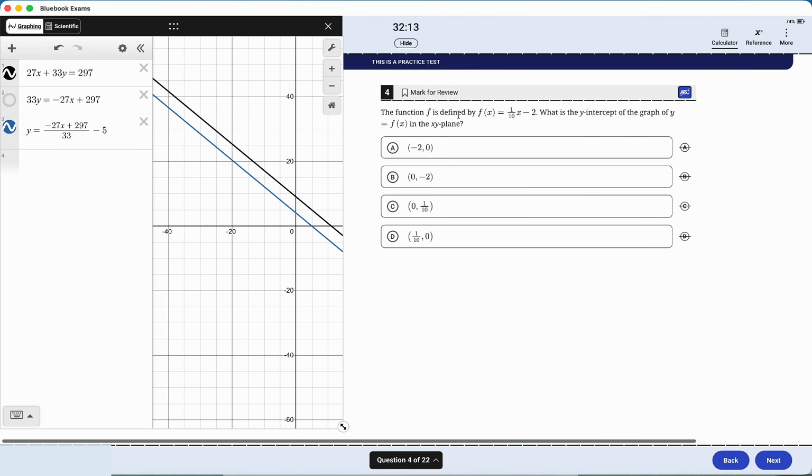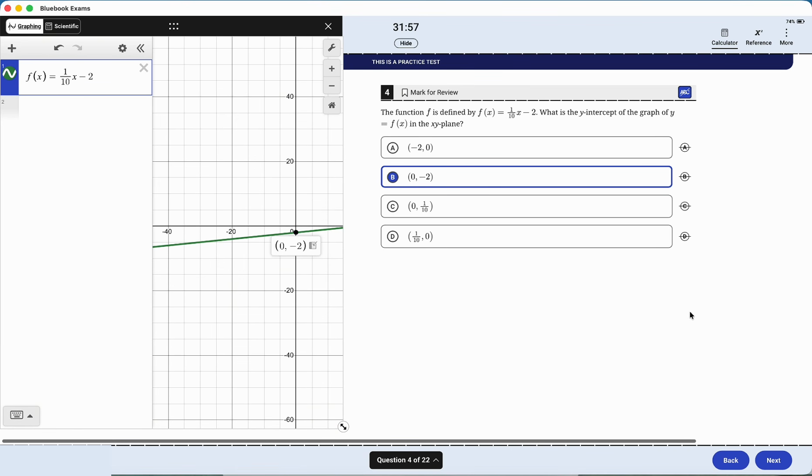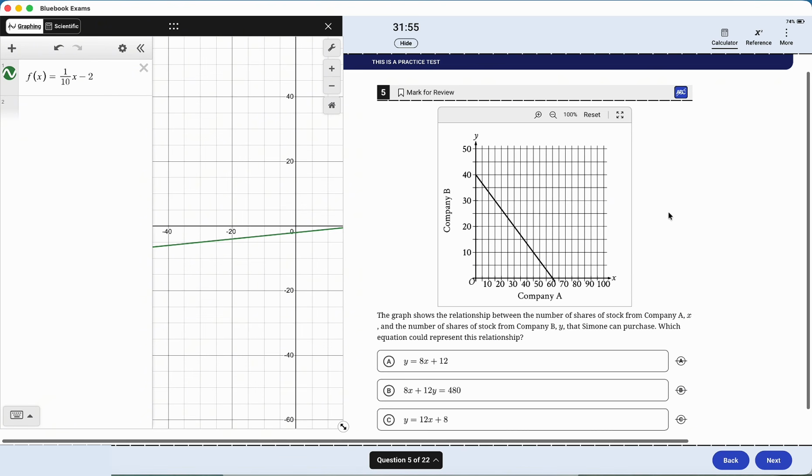Next one, they give us a linear function, right? Like I said, you want to be able to recognize some of these equations. This is a line. They want to know what's the y-intercept. That's the -2 there, right? But again, even if you don't know that, just type it into Desmos. Whenever you have an equation, type it into Desmos and you can literally click on intercepts, right? So no reason to get that wrong either.